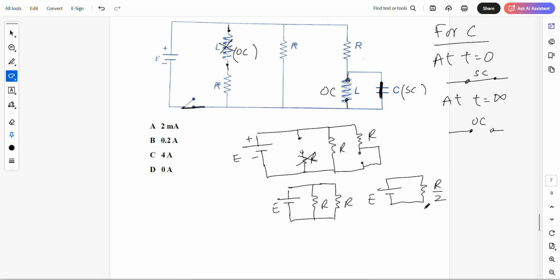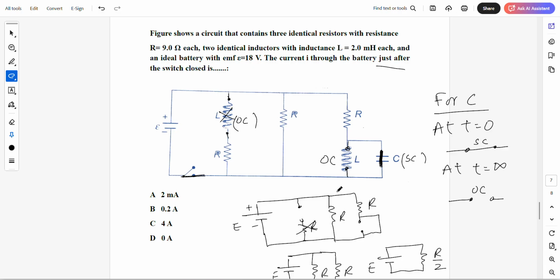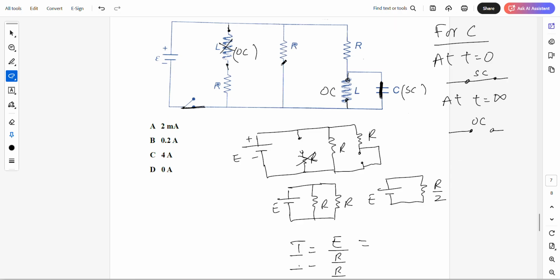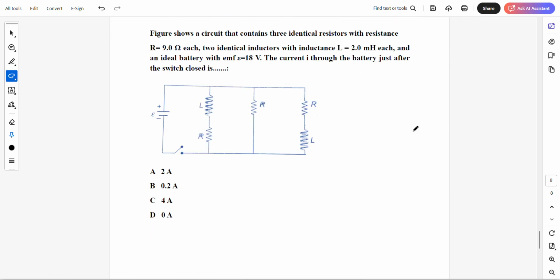I will be equal to E divided by R by 2. E they have given as 18 volts, and R they have given as 9, so R by 2 is 9 by 2. That is 18 into 2 by 9. 2 times 2, yes, 4 amperes. 4 amperes is the right answer. Hope you understood this one. C is short circuit. Now the next problem we'll see.